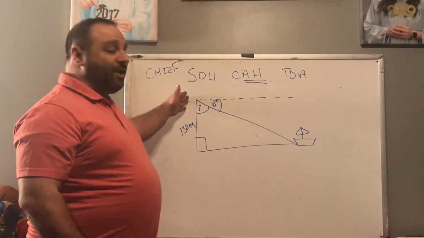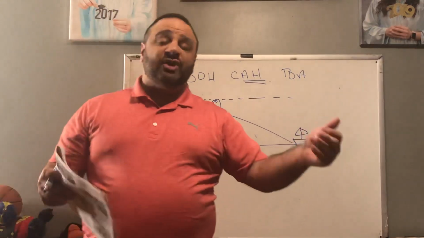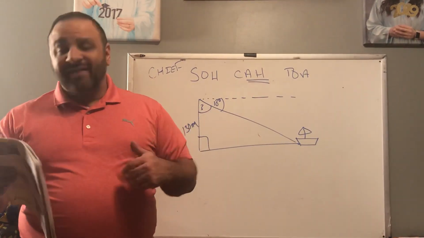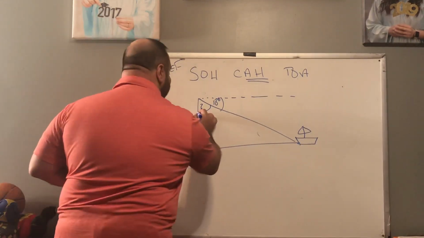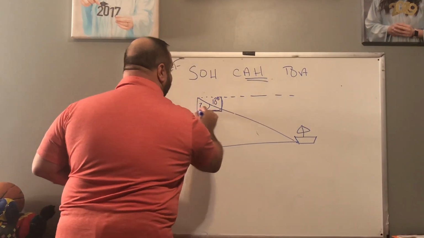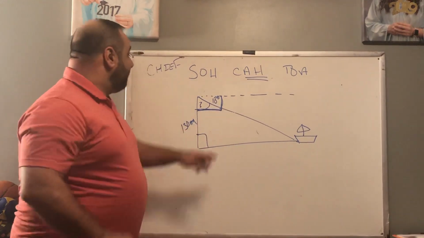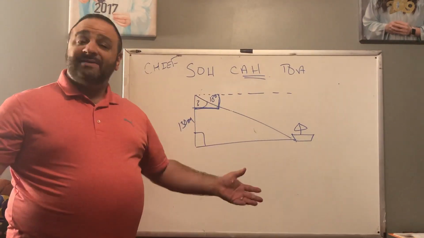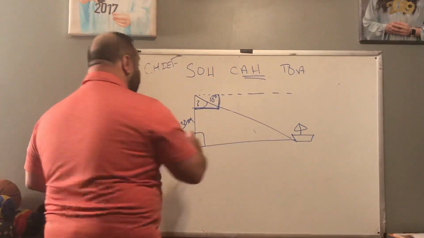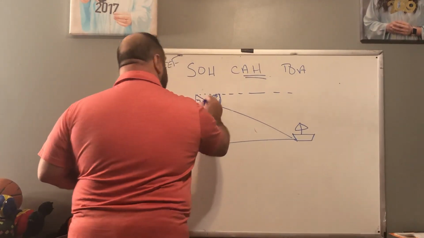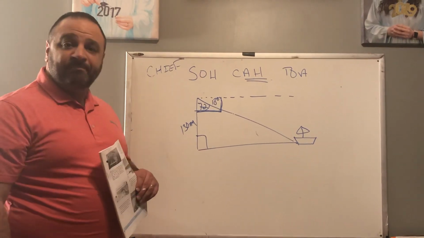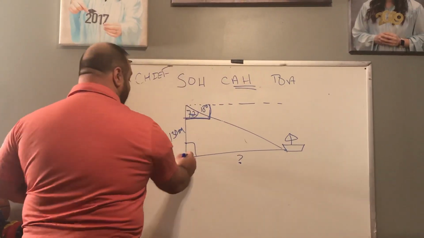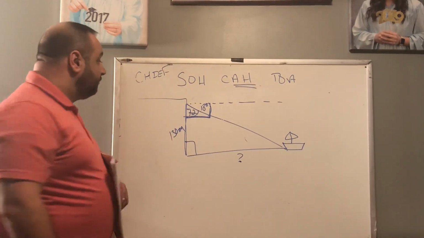Once I get this angle, I can determine which trigonometric ratio I'm going to use. So what do we have here? If this is a 90-degree angle here, and this is 18, how do I find this one? 90 minus 18, which leaves me with 72 degrees. Now, class, the question is, how far is the boat from the cliff?